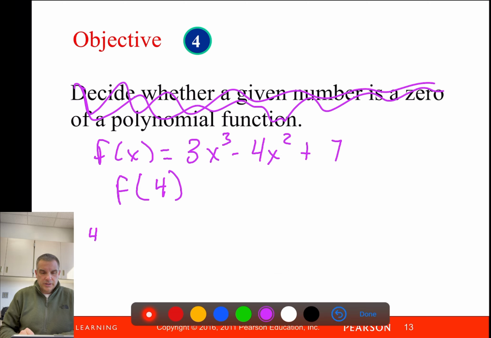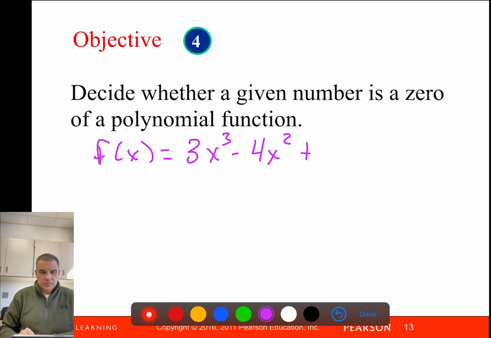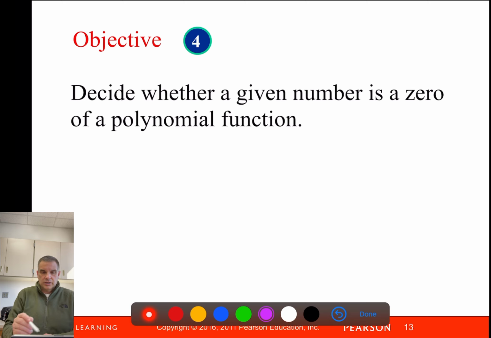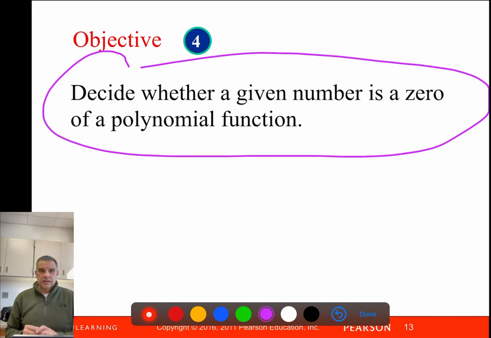So then the last thing we're going to do, the last objective for today, is to determine whether a given number is a zero of a polynomial function. That's the last thing that we're going to work on with this. I talked about it a little bit briefly before, and we're going to use synthetic division again. Again, it's another building block with synthetic division.